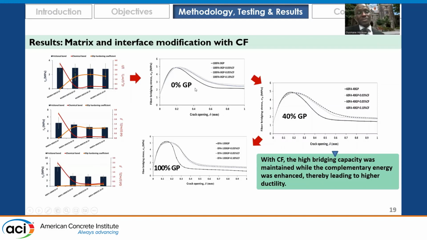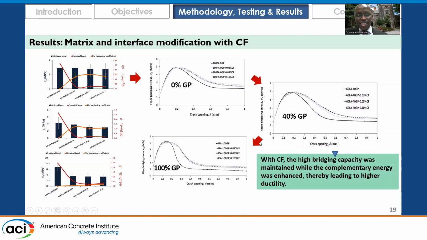So, as a result, the fiber bridging capacity has remained the same, but the complementary energy has significantly enhanced. You could see here that in the system that does not have ground glass, we are here. By adding cellulose filaments in this system, you can see that the curves have shifted to the right, although the peak did not change a lot, and this is quite persistent in all of these systems.